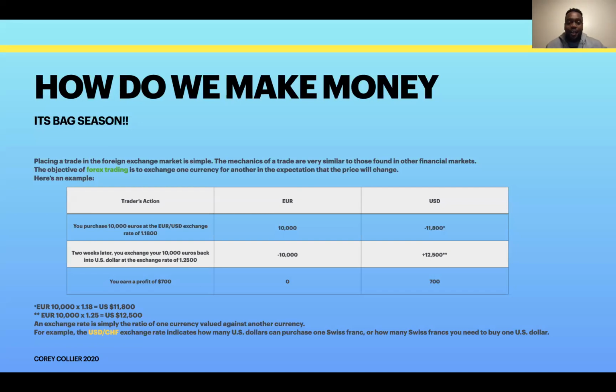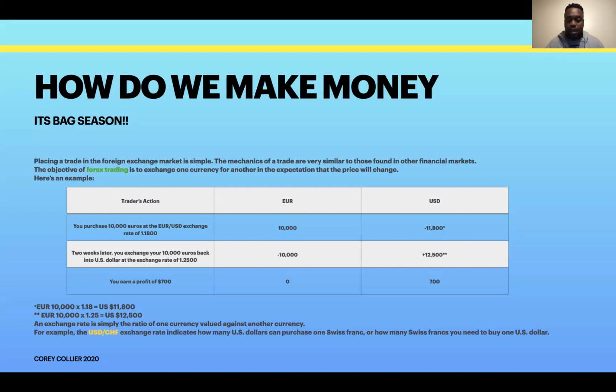So how do we make money, guys? It's bag season. Placing a trade in the foreign exchange market is simple. Trading is simple. The hard part is the psychology behind it. The mechanics of a trade are very similar to those found in other financial markets. The objective in Forex trading is to exchange one currency for another, in expectation that the price will change.